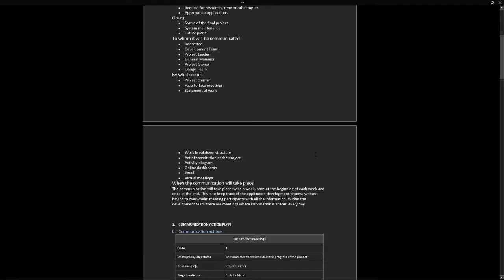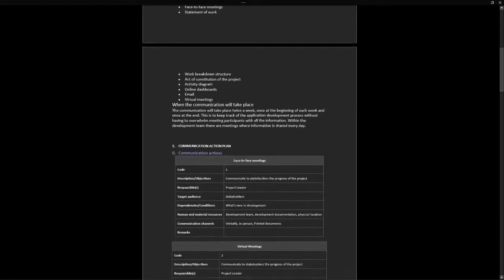So when will the communication take place? The communication will take place twice a week. Once at the beginning of each week, let's say Monday, for example, and once at the end. It could be Friday. This is to keep track of the application development process without overwhelming meeting participants with all the information. Within the development team, there are meetings where information is shared every day.